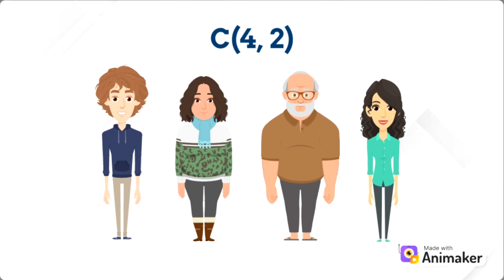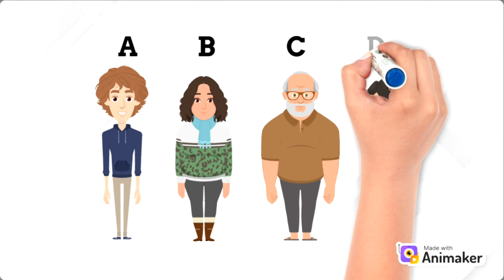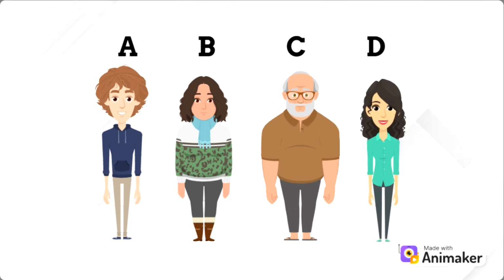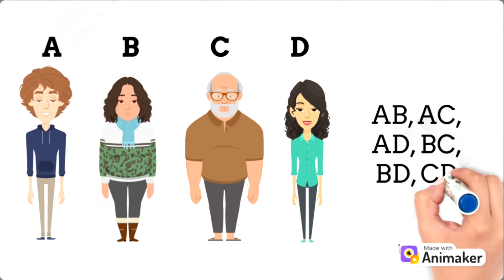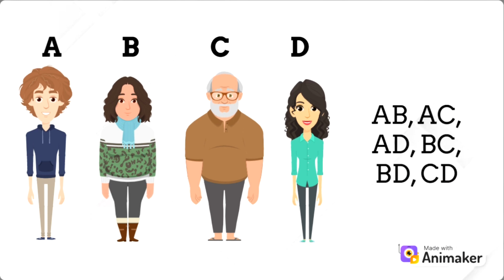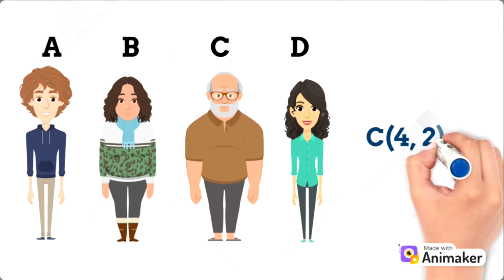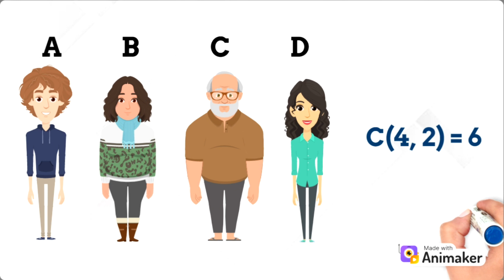Just label the people A, B, C, D, and list all the 2-letter sets: AB, AC, AD, BC, BD, and CD. Remember, order doesn't matter. So BA is not different than AB. So we know that C(4, 2) is equal to 6.